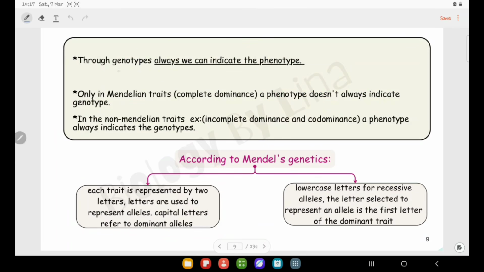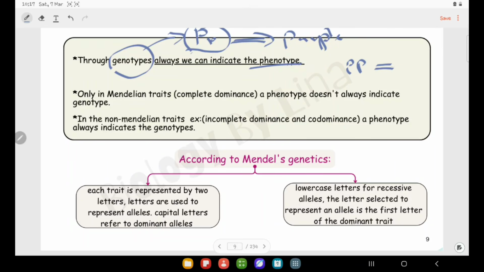While from the genotype, yes, we can always indicate or represent the phenotype. Why? For example, if you have the genotype capital P small p, you directly will know that this plant is purple. Or for example, if you have small p small p, you will directly know that the phenotype of this genotype is white flower. So from the genotype, we can know the phenotype, but from the phenotype, we can't always determine the genotype.